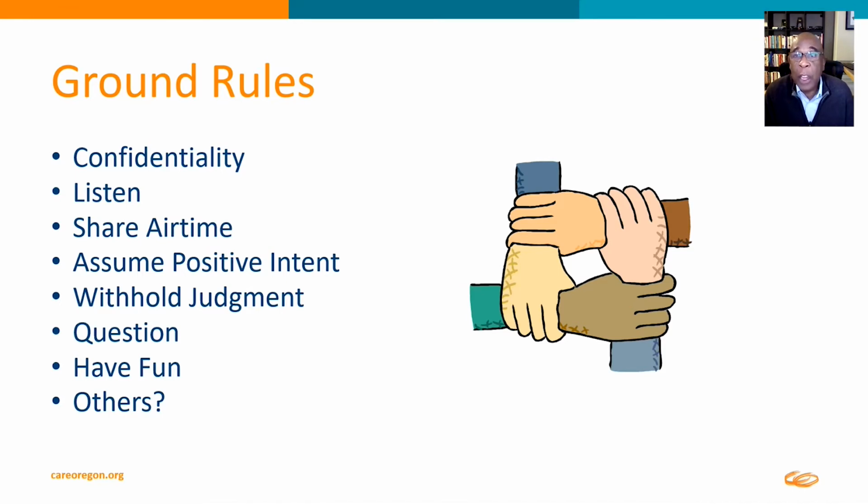On confidentiality, we're playing by Las Vegas rules. Unless someone's plotting mayhem, it stays with us. We're going to try to listen to each other and make sure that we share the airtime. This is what I found to be absolutely positive when facilitating learning: assume positive intent.